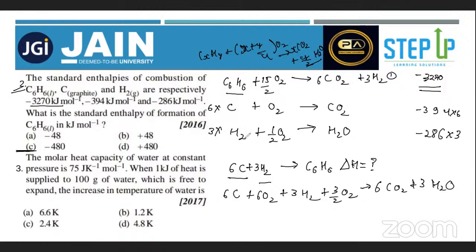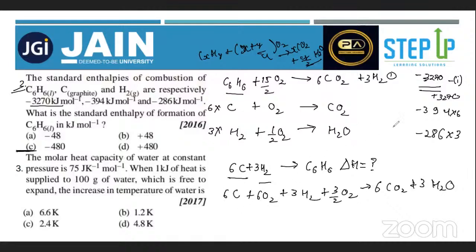So the only thing is, I can't cancel them if they're on the same side. If I reverse the direction, this comes on this side and this goes on that side, so we can cancel this thing. So what I'll do is, I'll bring this on this side and this on that side. Doing so, this negative will become positive. After that, we'll be left with only C6.